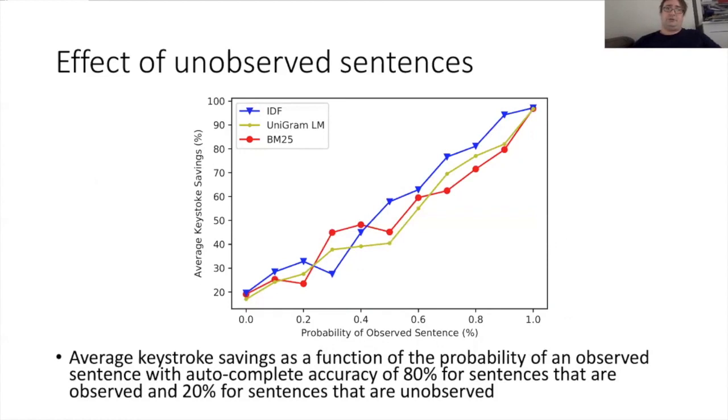Here we can see the effect of trying to retrieve unobserved sentences in the system. Again, we see average keystroke savings as a function of the probability of observing a sentence. If we choose the midway point of, let's say, 50%, where on average every second sentence we try to retrieve is stored in the system and every second sentence we try to retrieve is not stored in the system, we can expect keystroke savings ranging between 40 and 60%.